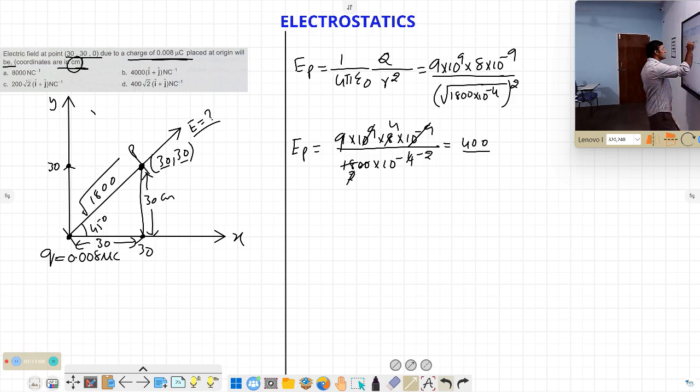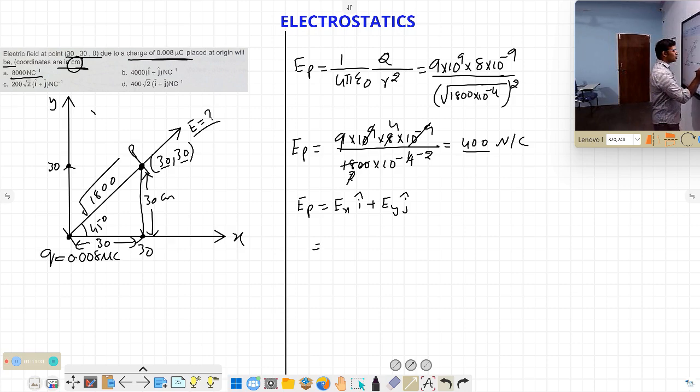But this electric field is a two-dimensional electric field. They are asking in terms of i and j. Because only one option is there, 8000, we did not get 8000, so we can't conclude this one. So in terms of i and j, if you want to write the electric field at that point, it is a combination of the electric field along the x-axis, that is i cap, and along the y-axis, that is j cap. So what is the x component? You have to know that the x component is E cos theta i cap, plus E sin theta j cap.